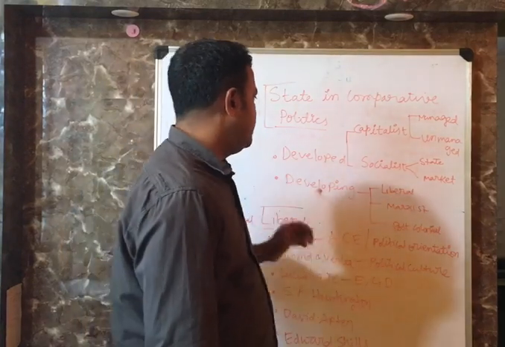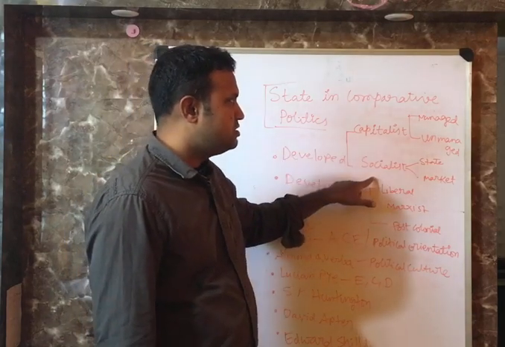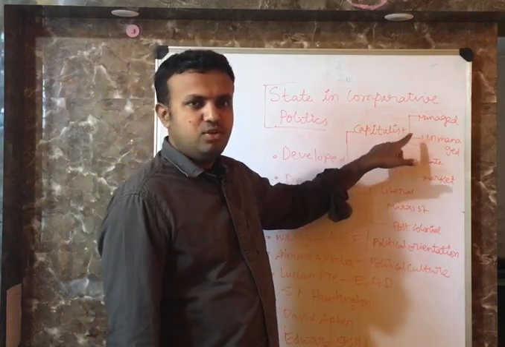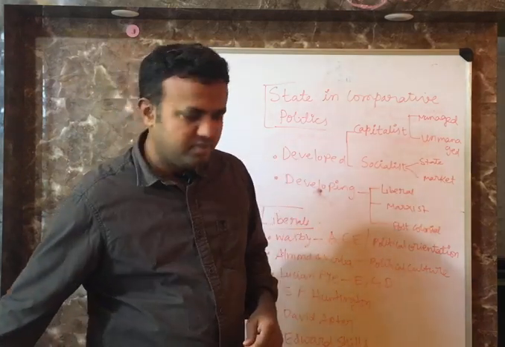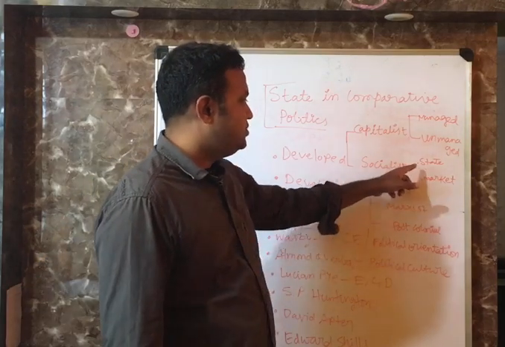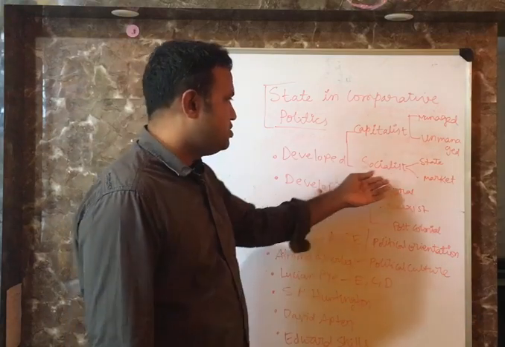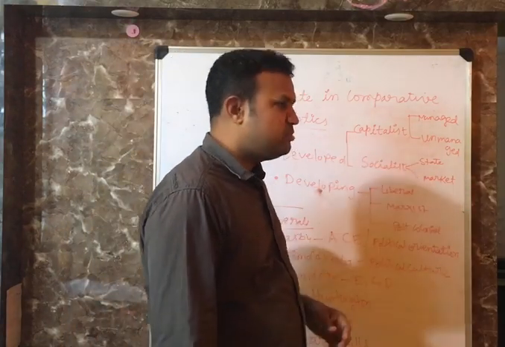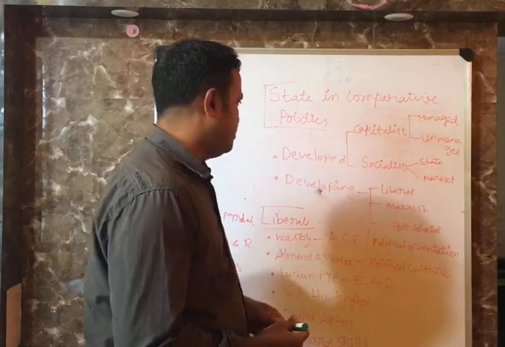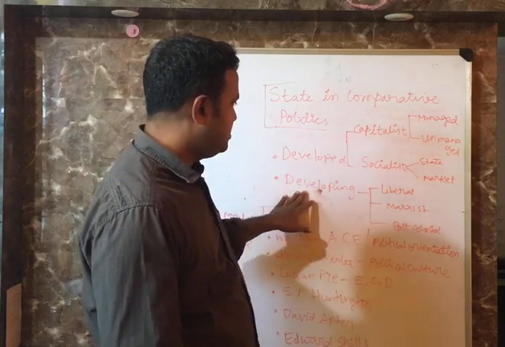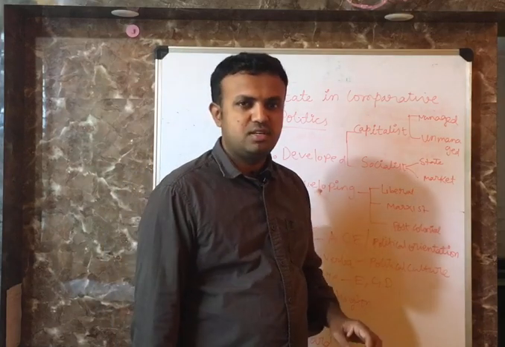See, generally you can classify developed countries into capitalist countries and socialist countries. Then within capitalist you can call unmanaged and managed, and if you have socialist countries, you can speak of state socialism or market socialism. State socialism is about USSR and market socialism is about Yugoslavia, where it started adopting some market reforms. When it comes to developing countries, you can analyze them using liberal, Marxist and post-colonial understanding.